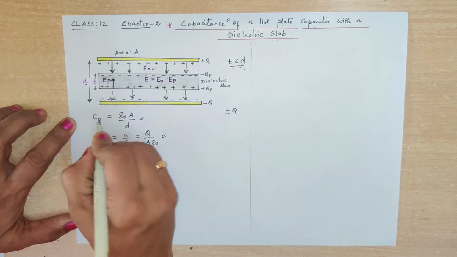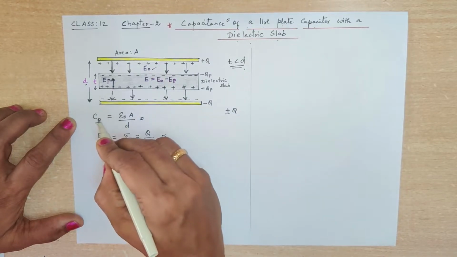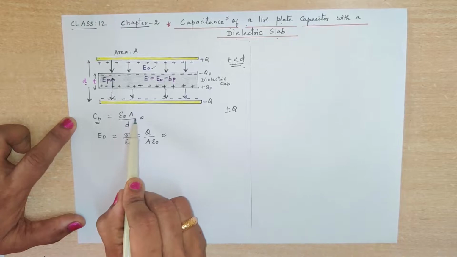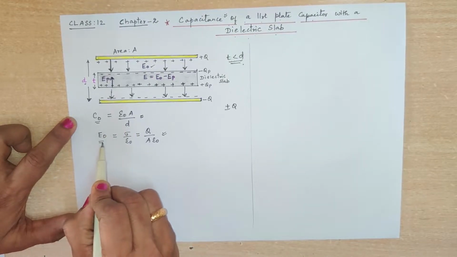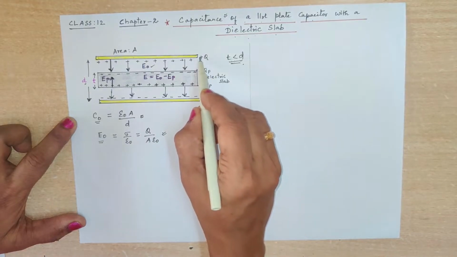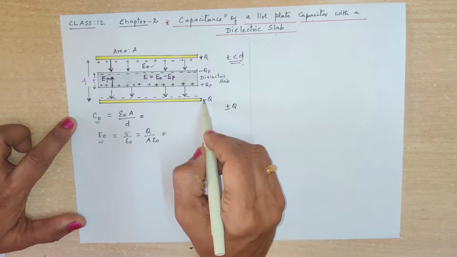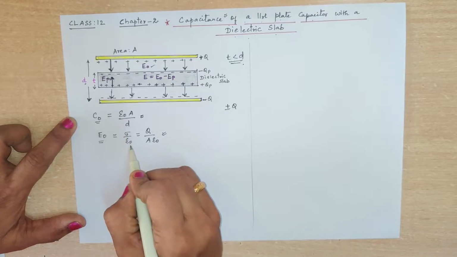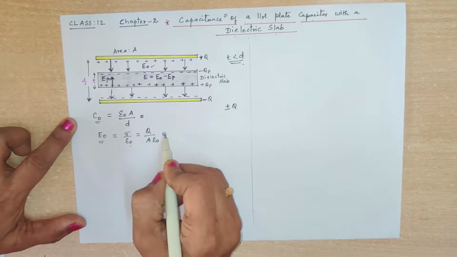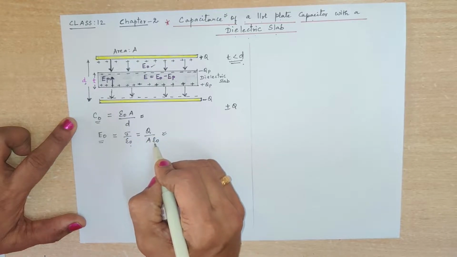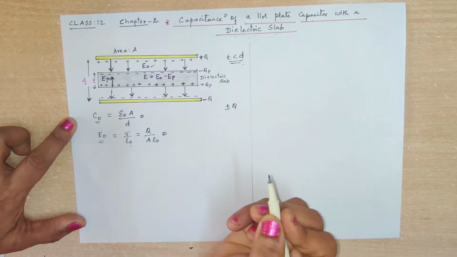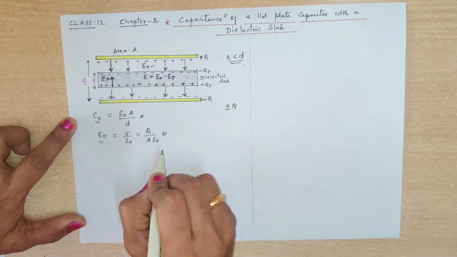Initially, what is the capacitance? We have written here the capacitance C naught is equal to epsilon naught A by D, and also its initial electric field because of the charge distribution plus or minus Q. That is going to be sigma by epsilon naught, which can be written in terms of Q by A for the charge density sigma, Q by A, and epsilon naught in this order. This is the initial condition.